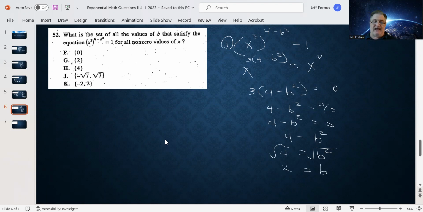Now, b can actually be plus or minus 2, right? So therefore, the answer choice will be K. This is a key idea right here that the ACT loves to put into their questions. So please, please be on your toes for that.